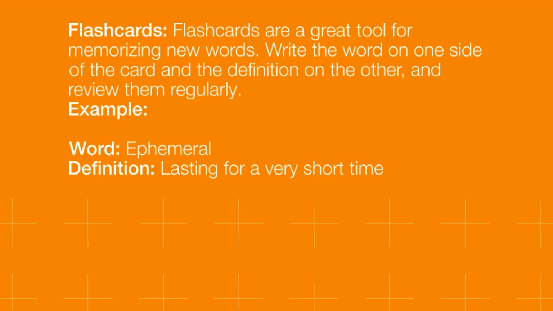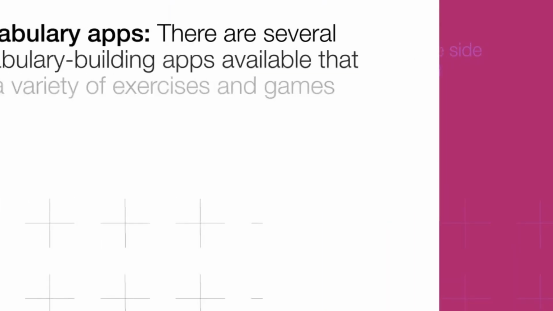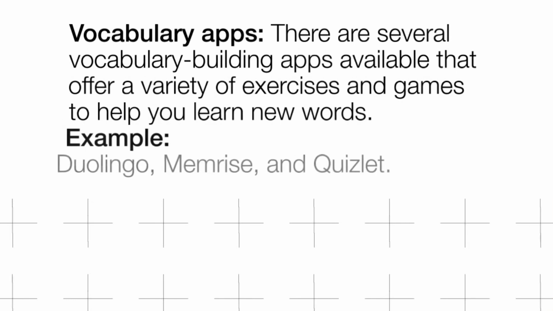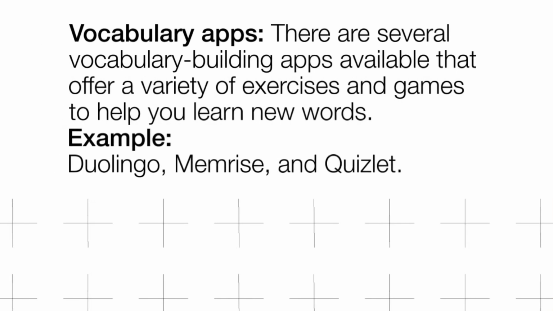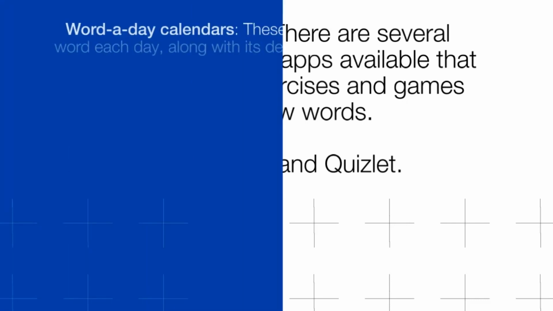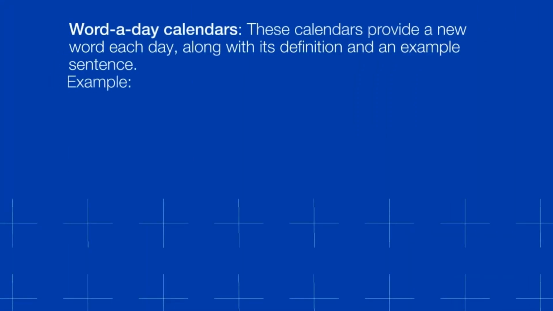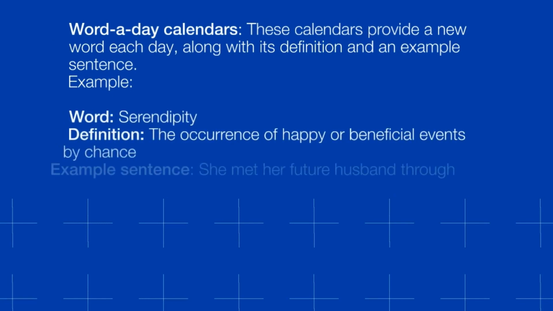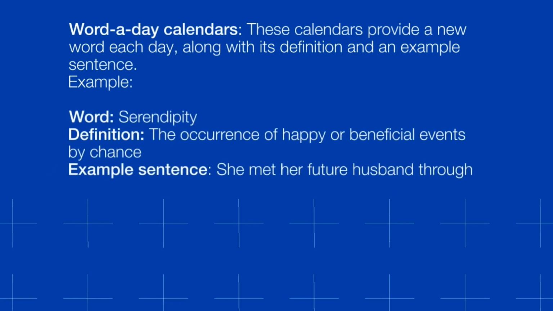And here are some examples. Vocabulary apps: a lot of vocabulary apps. There are several vocabulary building apps available that offer a variety of exercises and games. You have to learn new words and a collection of words. Word-a-day calendar: this calendar provides a new word each day along with its definition and a sample sentence. Some examples are put here.